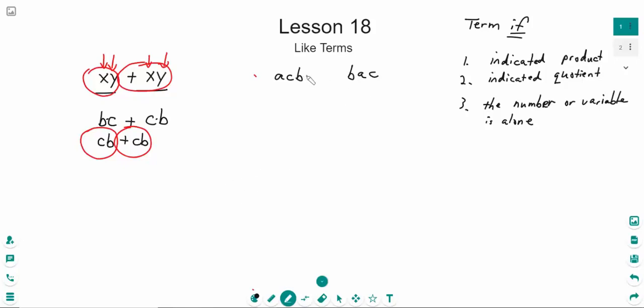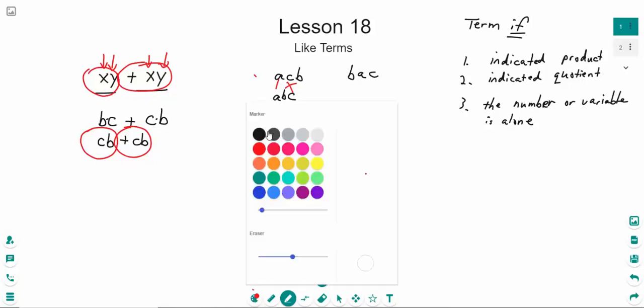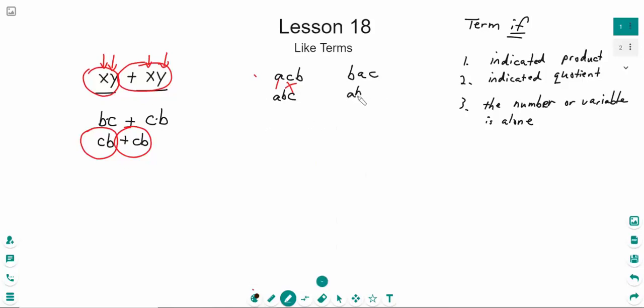Again, note that they are indicated products, so they can be switched around and rearranged any way we please. If that's the case, let's write them in alphabetical order. If we have A, B, C, we have all the variables taken care of here. We're just rewriting them: we have the A, the B went here, and the C went here. We're just flip-flopping the B and the C, rewriting them in alphabetical order. Now here we'll rewrite them in alphabetical order too. We have an A, a B, and a C. Once they're in alphabetical order, it's very clear that they are in fact like terms. They are exactly the same. The variables are the same.